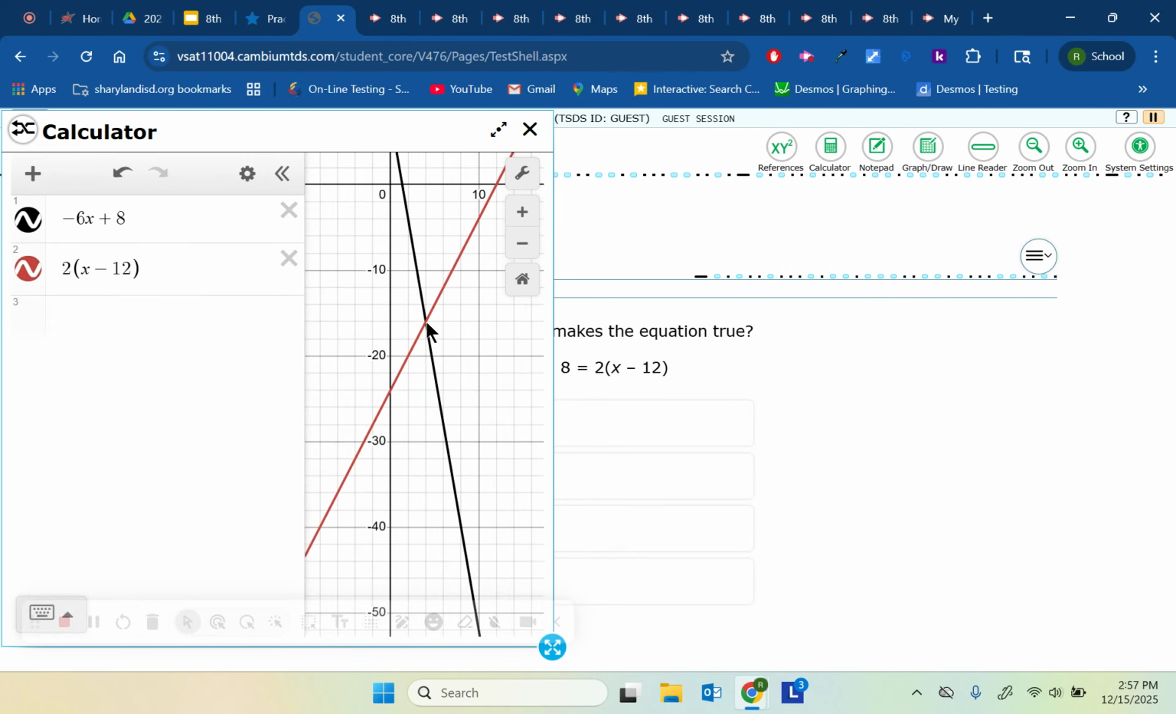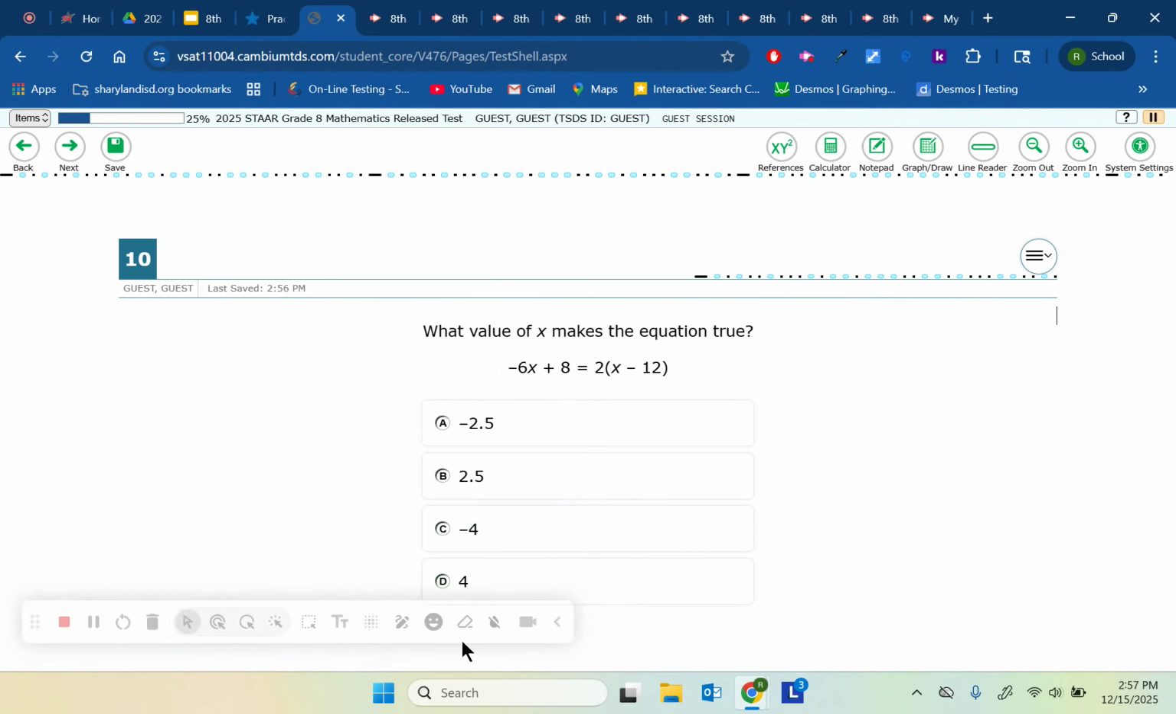And you learned this here in 8th grade, the system of equations problems. Same thing, where they intersect is my solution. X is 4. And don't forget the y value is negative 16. X is 4. I'm done. Okay? Now, you can keep using the calculator.